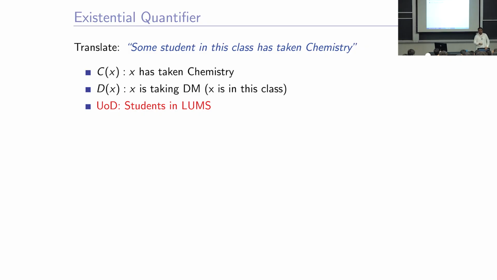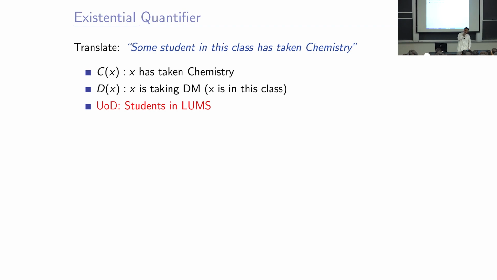Okay, don't confuse yourself. "For all students in LUMS" is nothing. Not important. Important is there exists x. For all has a different meaning, right? When I say there exists x, given the universe of discourse, I mean that there exists x among LUMS students. Then what? There exists an x that is taking chemistry and is in the class. Yes, use C of x and D of x. C of x plus D of x. C of x implies D of x? And D of x. C of x and D of x. Yes. There exists an x such that D of x and C of x.